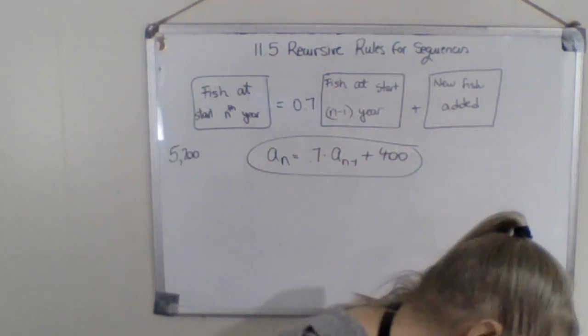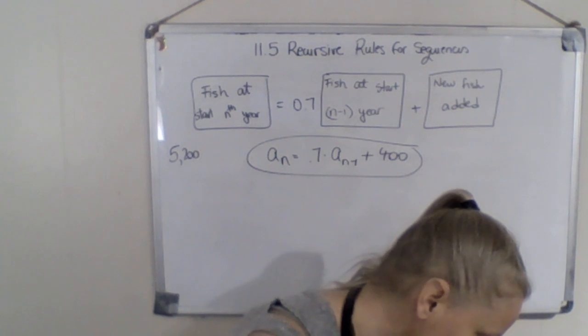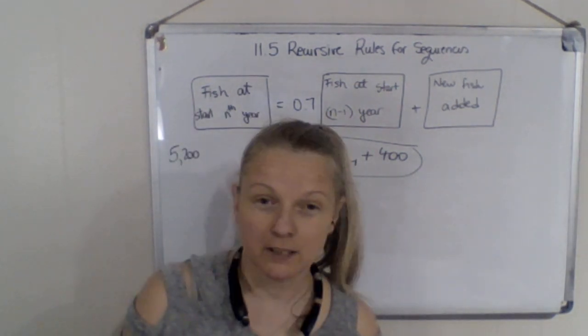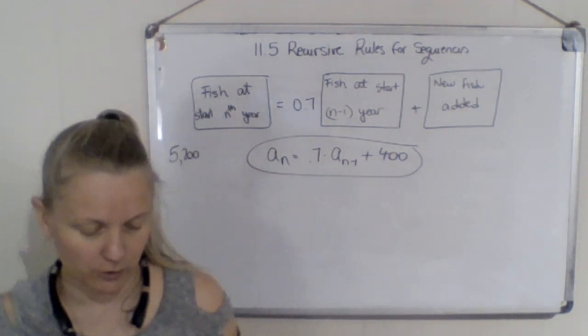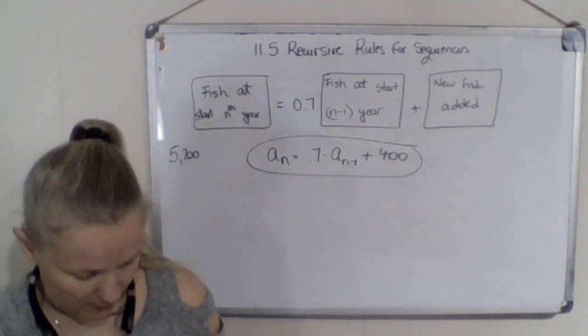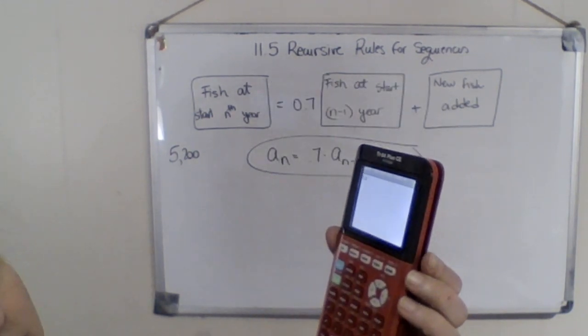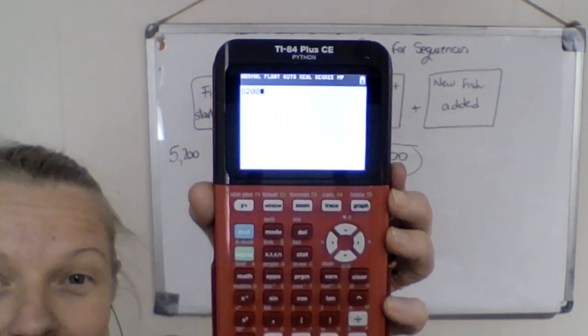The next question says, how many fish are in the lake at the beginning of the 5th year? And this is the fun experiment we did with the calculator. So I want to remind you how to do it. I'm going to clear it all out. And we said we're going to put in what we started with, 5,200, right? Then we're going to hit enter.